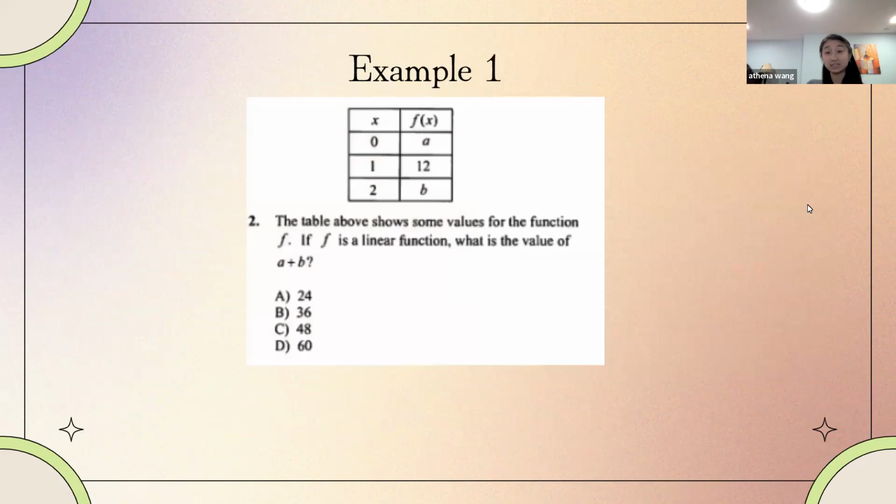Okay, so let's go on to one of the examples. I will give you 2 minutes, and if you have the answer, type it to me in the chat.